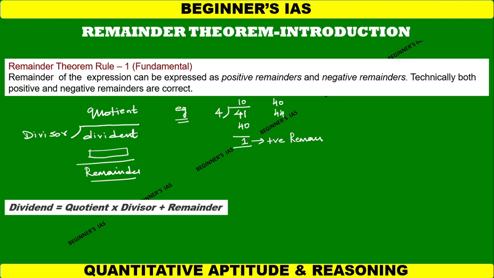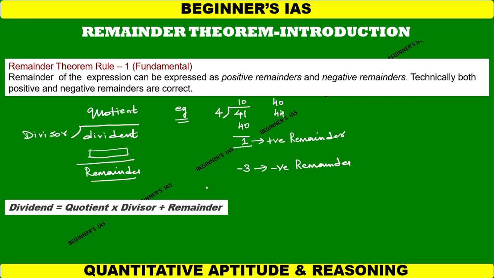Always in a normal division, people will do like this. But for competitive exams, we need to know about the negative remainder also. Suppose I am taking 44, then what would be the result? 41 minus 44, which leaves you a remainder of minus 3. This is nothing but the negative remainder. Or else, from 41 we need to add 3 to get 44, which is the nearest multiple of 4. This concept is called the negative remainder.